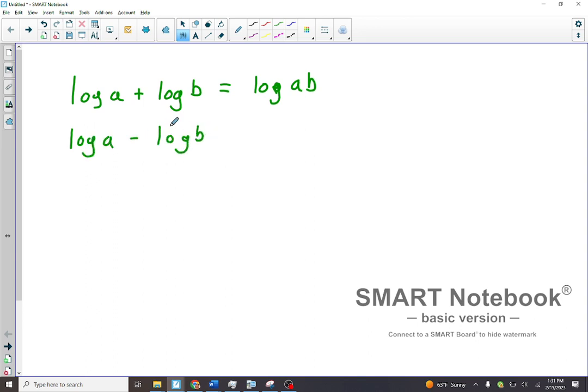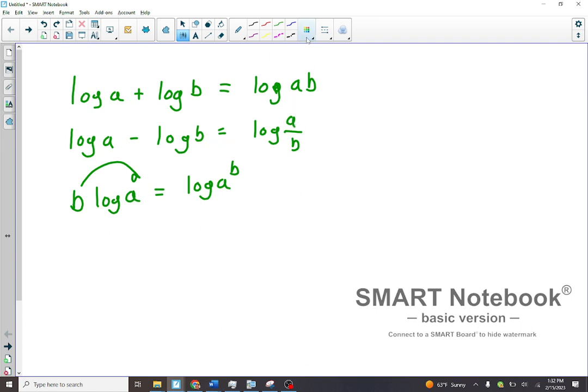Log A minus log B, you're going to divide, so log A divided by B. If you're multiplying, so let's do like B log A, that means I could put the B to the top as an exponent. So log A to the B power. So these three things are your log rules.